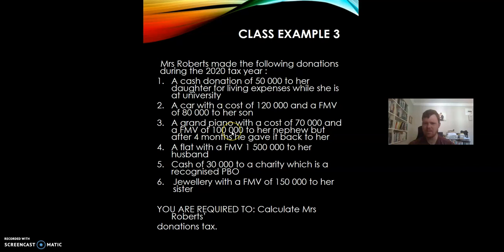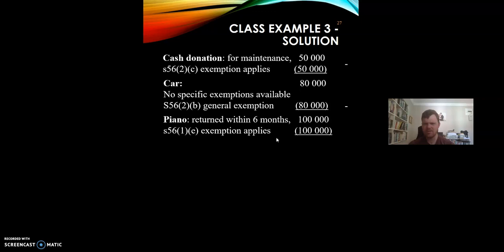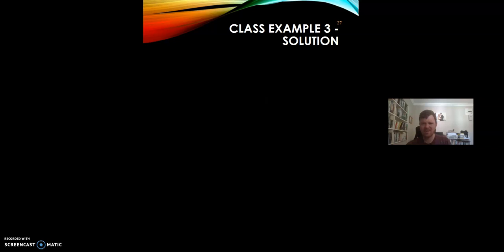Once we're done with the car, we next have the grand piano. You're given the cost, you're given the market value, but you're also told after 4 months he gave it back. So if it's given back within 6 months, it's going to be exempt. So it's not going to be subject to donations tax. If you want to talk about the higher grade side of things here, maybe start to think about the fact that it was given, and by the end of the following month, you'd have to pay the donations tax. This was only cancelled 4 months later. So actually this donations tax would have been paid and then would have to be claimed back from SARS to be exempt. That's the higher grade side of things.